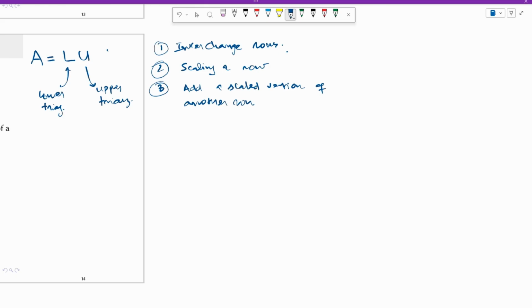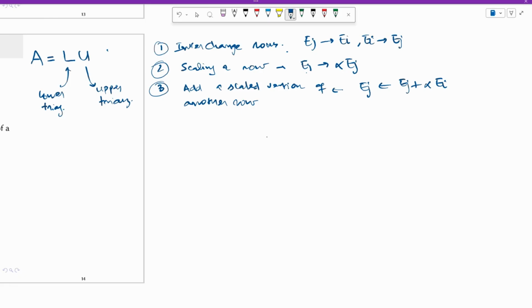Here, Ei becomes Ej and Ej becomes Ei. Here, Ej becomes alpha times Ej. Here, Ej becomes Ej plus alpha times Ei. You're doing row operations.